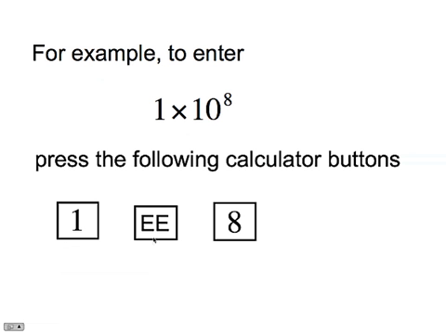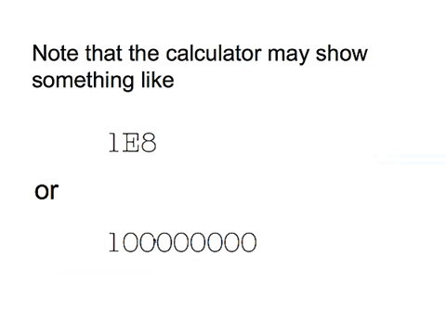The calculator will then display the number, and it may display the number in scientific notation as 1E8. Or, if your calculator is not in the scientific mode, it will expand it for you and write the number, in this case, as 1 with 8 zeros after it. The capital E, again, represents the power of 10.